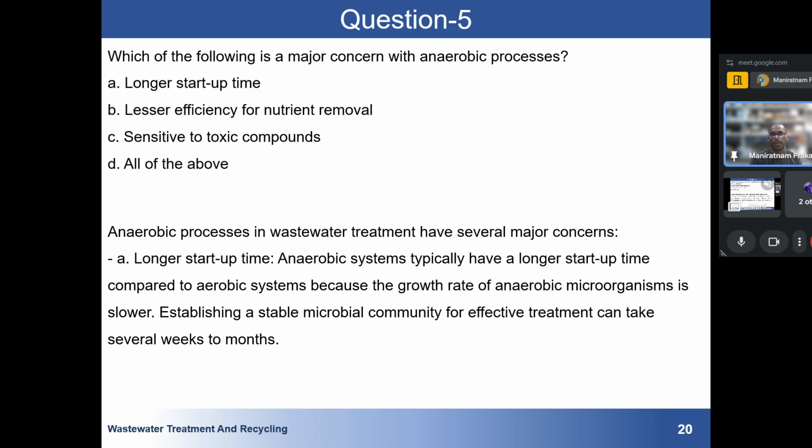Take your time, analyze each and every option, and finally give your answer. It's a single choice question. You cannot mark two options.